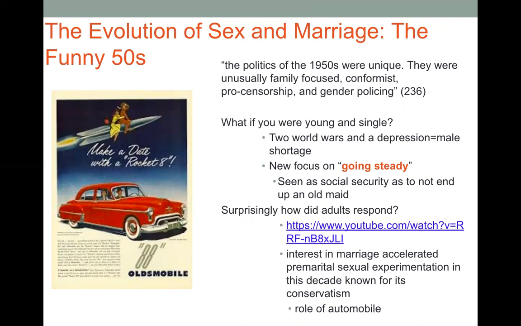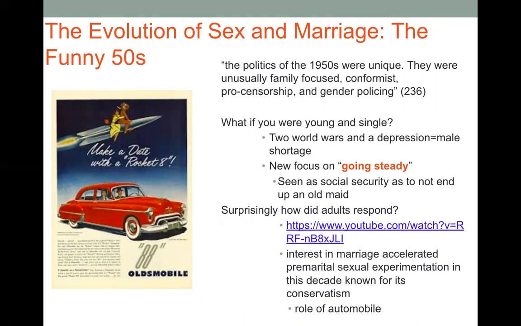For women in particular, going steady was seen as social security, right? You lock your man down early so you don't end up an old maid, because with the shortage of eligible suitors, there's a real possibility of that. And at this time period, and to a certain extent even today, there's still a stigma around being a woman who is not married.